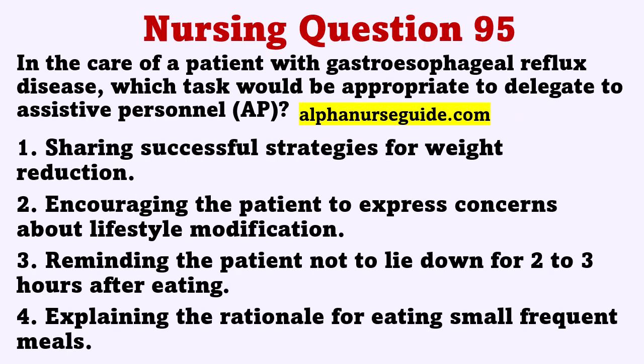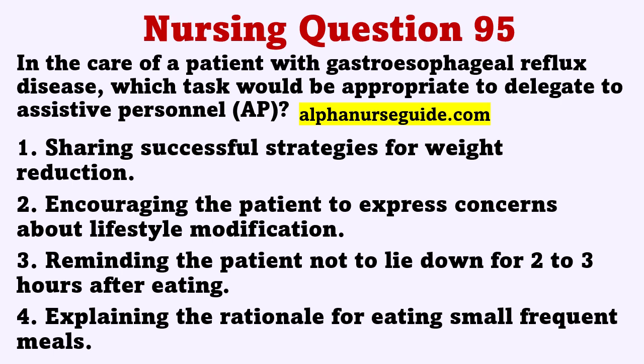In the care of a patient with gastroesophageal reflux disease, which task would be appropriate to delegate to assistive personnel? 1. Sharing successful strategies for weight reduction. 2. Encouraging the patient to express concerns about lifestyle modification. 3. Reminding the patient not to lie down for 2 to 3 hours after eating. 4. Explaining the rationale for eating small frequent meals.